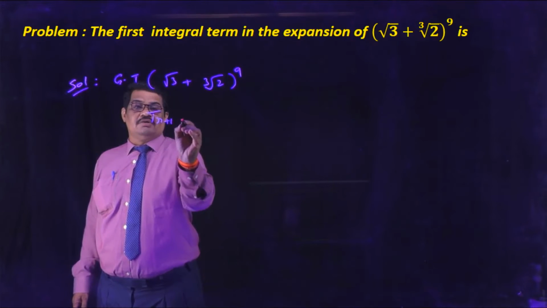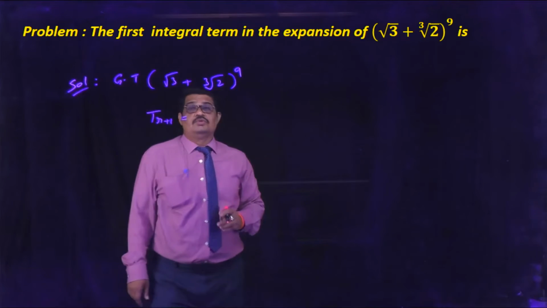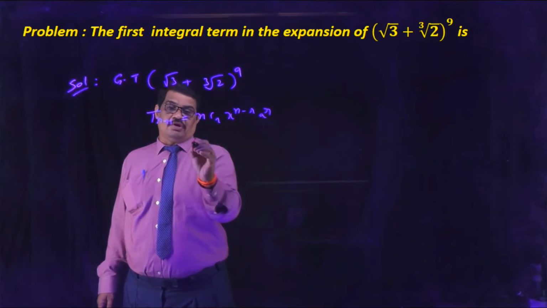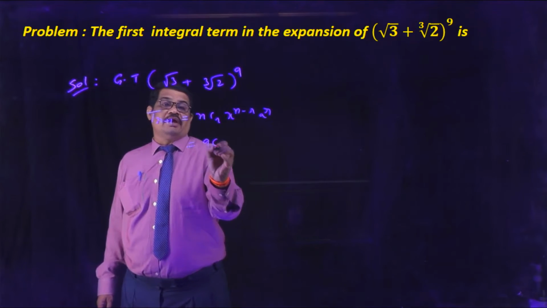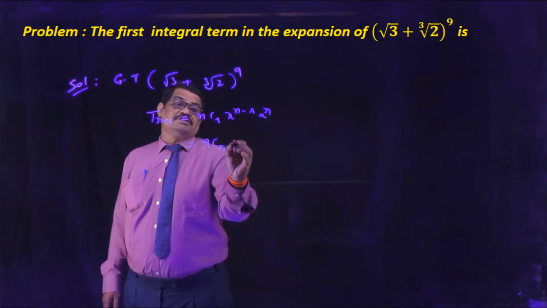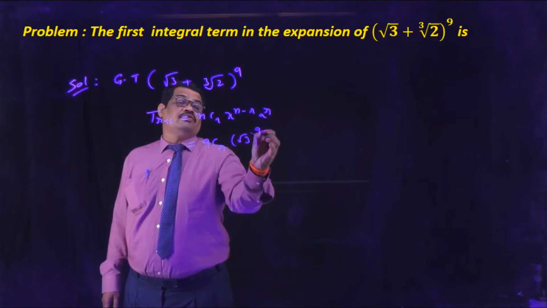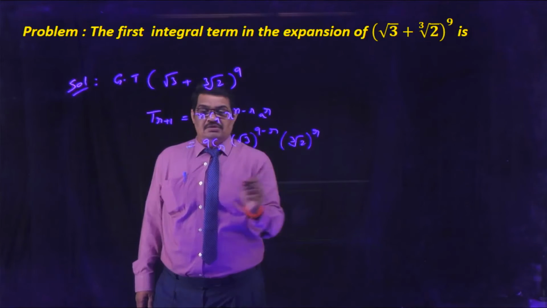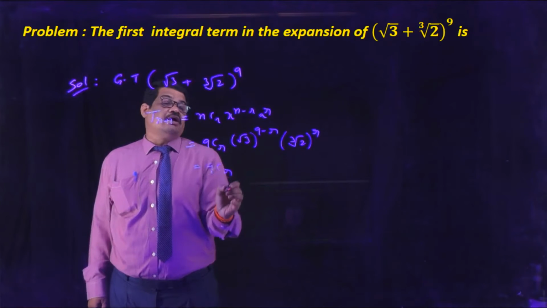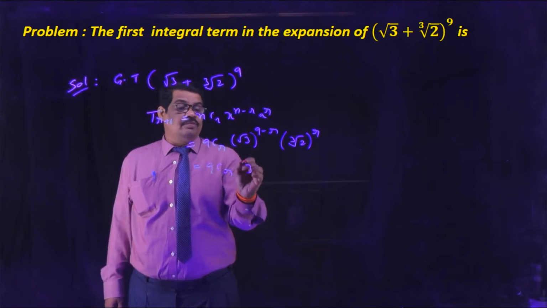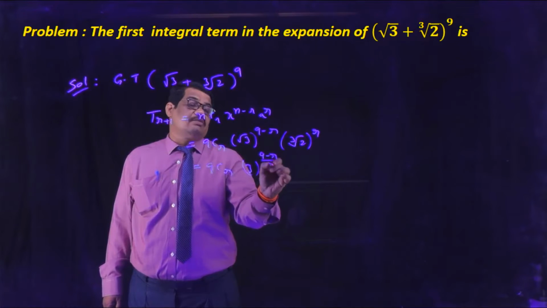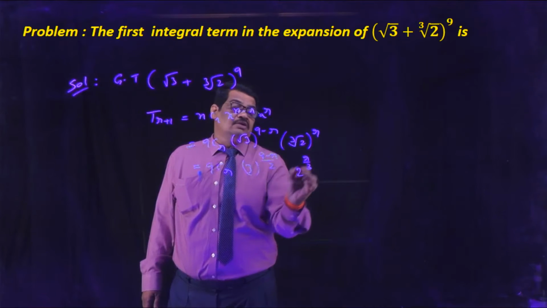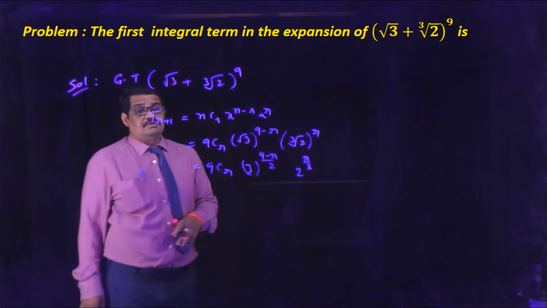T r plus 1 is equal to, what is here? nCr x to the power of n minus r, a to the power of r. That is the formula. Here n is 9, so 9Cr into x, x is root 3 whole to the power of 9 minus r, into the second term, cube root 2 whole to the power of r. Now we are writing this one: 9Cr, here 3 to the power of 1 by 2 whole power 9 minus r, that is 9 minus r by 2. Here 2 to the power of 1 by 3 into r, that is r by 3. So these are the terms of the general term.